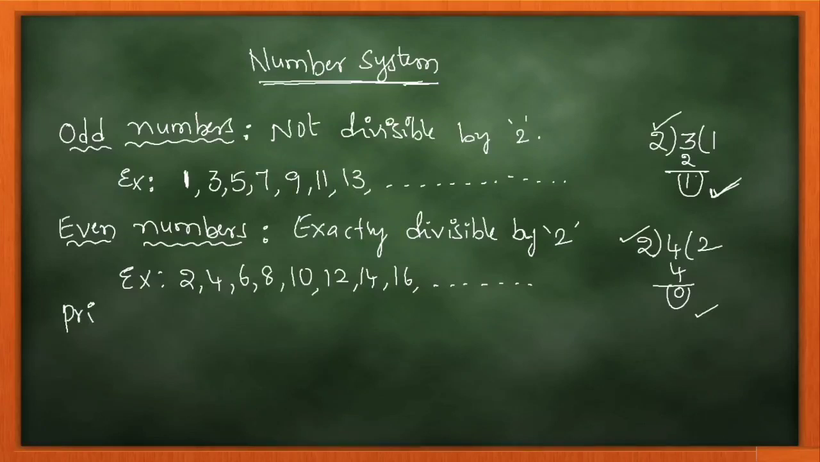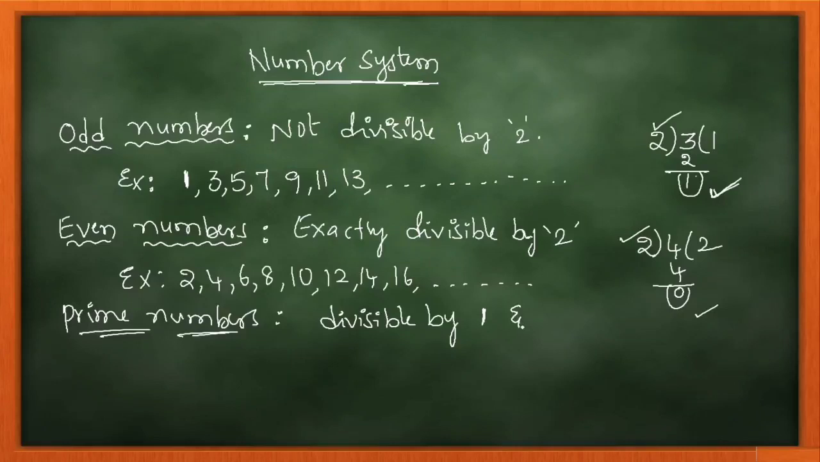Then what about prime numbers? Prime numbers are those numbers which are divisible by 1 and itself. That means they go with one table and the same table itself. Not any other table, only two factors. There will be exactly two factors for prime numbers, and not more than that. That means they are divisible by 1 and the number itself.